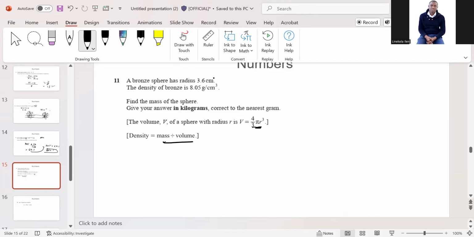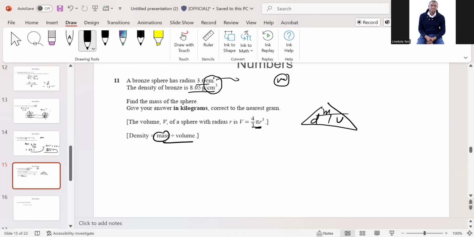In this case, we are told a bronze sphere has a radius of 3.6, a density of 8.05 grams per cubic centimeter. Just make sure that your units somehow are the same. If this was in meters, it could have been a different case because then you need to probably convert the meters to centimeters. Otherwise, it won't cancel. Find the mass of the sphere, and then you are given the density formula. And they said find the mass, which means you need to make mass the subject of the formula in order for you to actually find that mass.